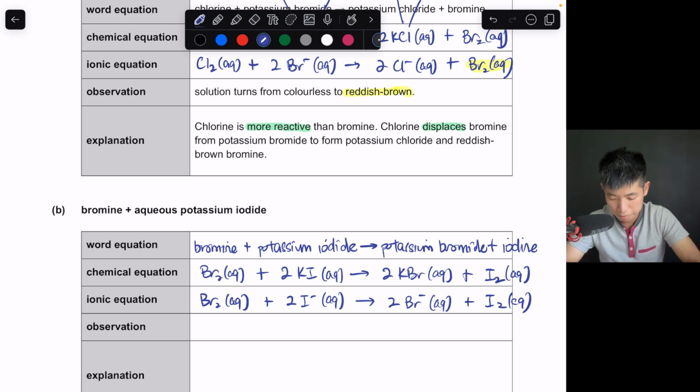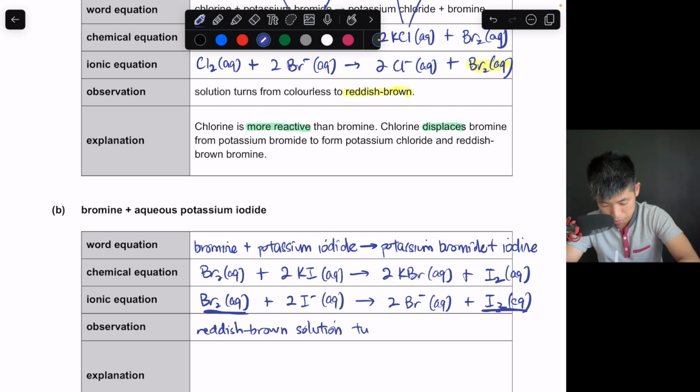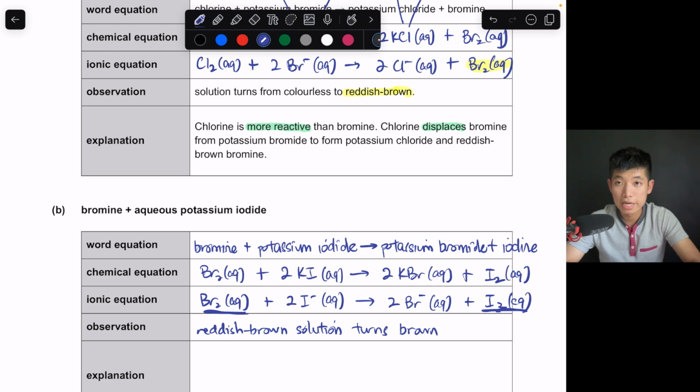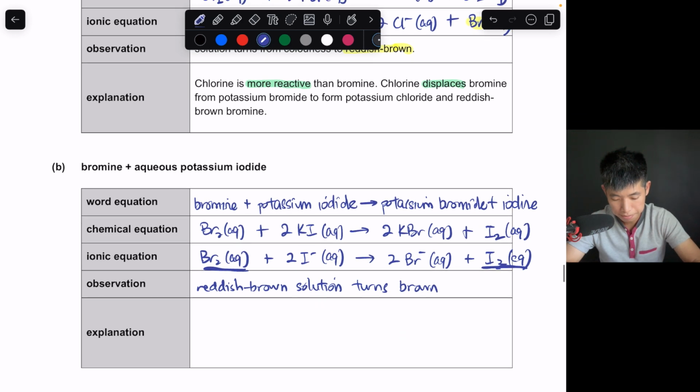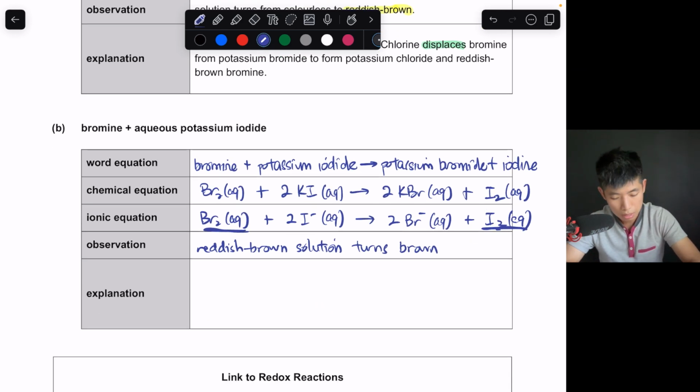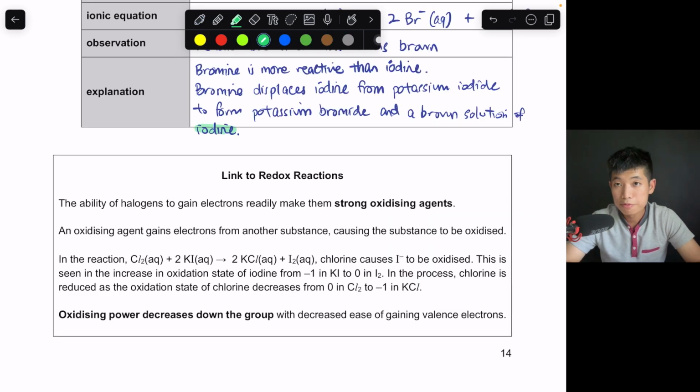Alright, you should have something like this. In terms of color, we start off with reddish brown, and it turns brown. The halide solutions themselves are colorless. Template: compare the reactivity of the elements. Displacement reactions are actually a type of redox reaction, so there is a link between these two topics. And because halogens gain electrons, it makes them strong oxidizing agents.